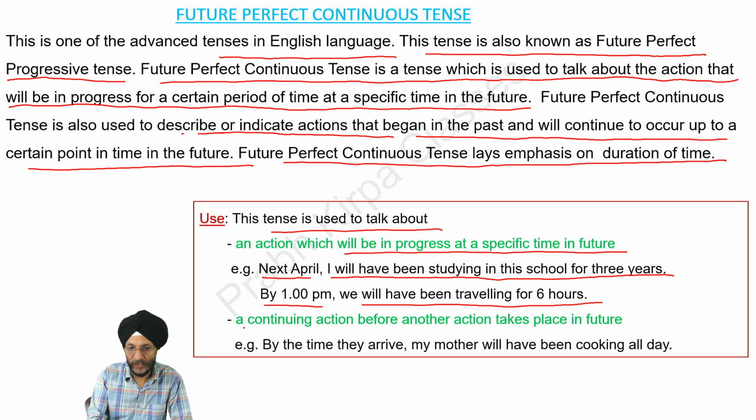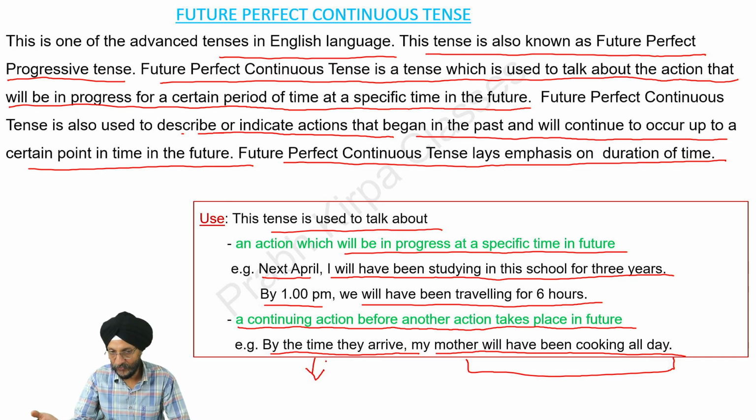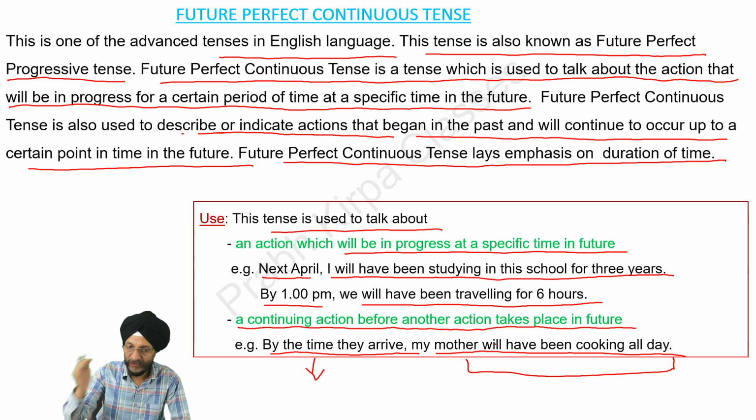This tense is also used to talk about a continuing action before another action takes place in future. For example, by the time they arrive, my mother will have been cooking all day. This is the action which will be going on in future before another action takes place. This is the action which will take place in future, and this is the action which will have been taking place already in future.